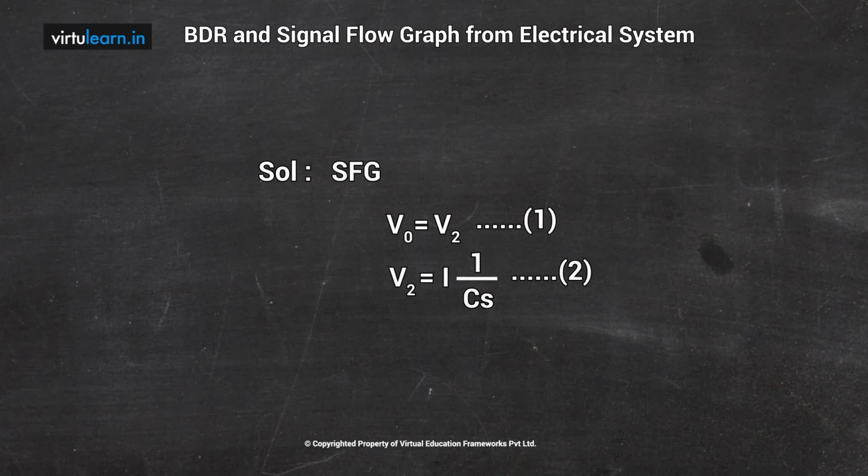Similarly, equation 2 and equation 1 we can also represent. I is the input and V2 is the output, and the block transfer function is 1 by Cs. Similarly from V2 to V0 we have a gain of 1. So when you combine all three blocks, we will get the complete block diagram of the electrical system, which is given here.